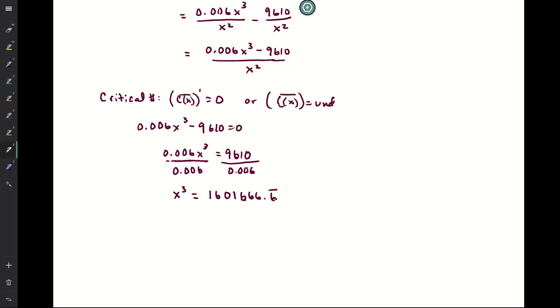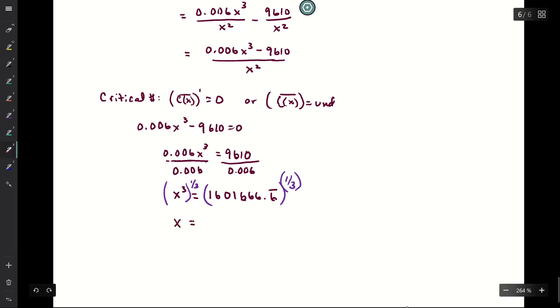Some of our calculators won't do cube roots, so what I'm actually going to do is raise both sides of this to the 1/3 power. So raising it to the 1/3 power would cancel the 3 and the 1/3, and it would accomplish the same thing as taking a third root. The only thing you're going to have to be careful of is that you make sure you put that 1/3 power in parentheses when you actually do it on your calculator.